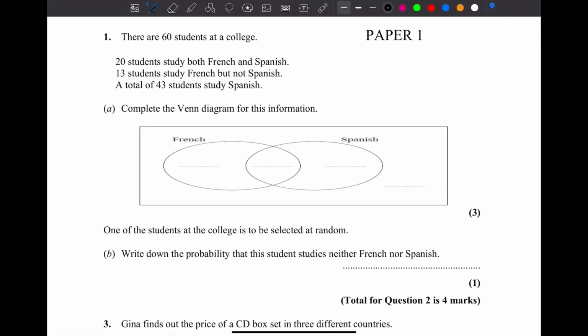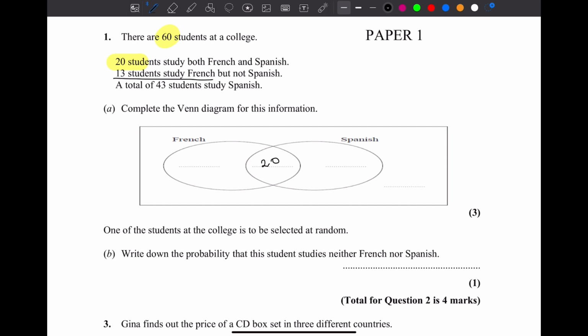Okay, the first question. We know that there is a total of 60 people, and we always start from the center and then throw the other ones outside, and last at the end. So the center would be 20 students who study both French and Spanish, so 20 would go there.